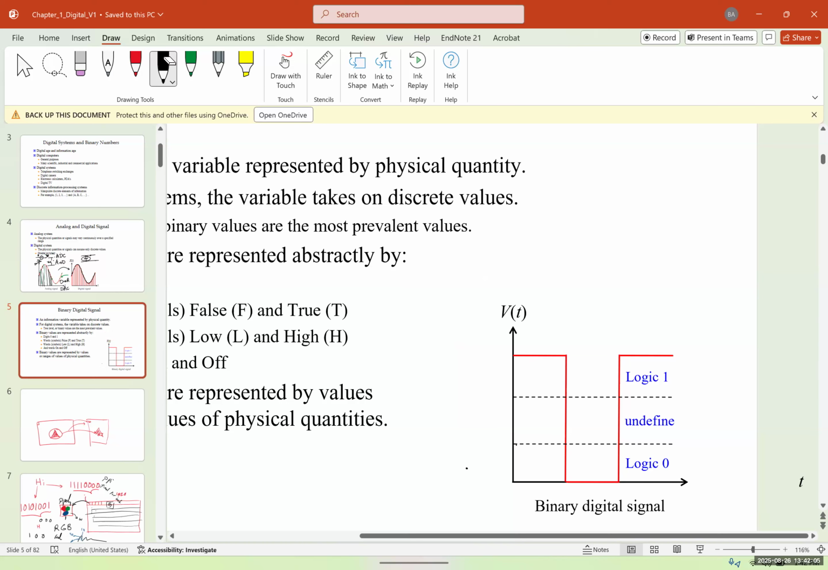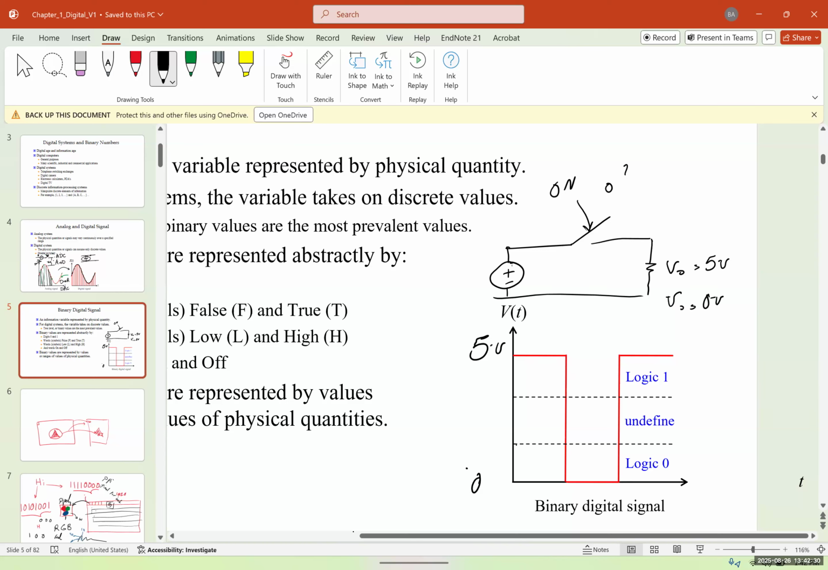So in this particular case, we can say 5 volts and 0 volts. Imagine you have a switch and that switch is connected to a battery, okay? So when the switch is closed, for example, V out would be 5 volts. When it's open, V out would be 0 volts. So you have on and off, okay? When it's on, we have a logic of 1, 5 volts. When it's off, we have a logic of 0.